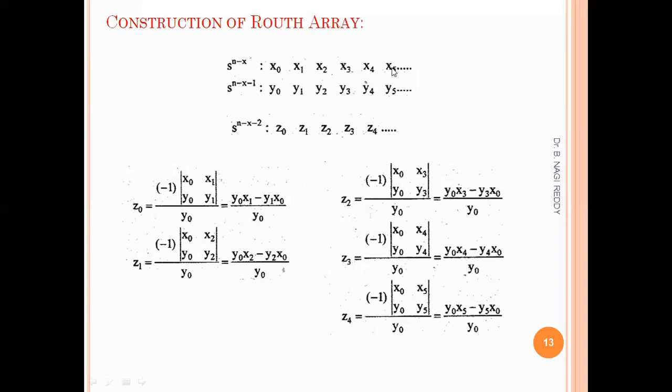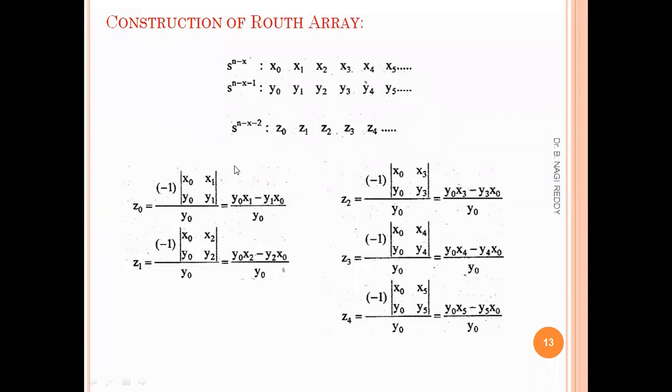We know the two rows. This is the first row and this is the second row. Let us consider the first row and the second row. We know the values of these coefficients. We know x0, x1, x2 and all, and we know y0, y1, y2 and all. This is the third row. We need to calculate the coefficients of the third row. We don't know Z0, Z1, Z2, Z3, Z4.